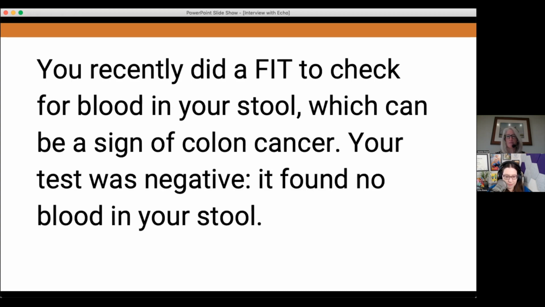You recently did this test, and what we're doing here is we're not only saying you did this test, but we're saying it tested for blood in your stool, which can be a sign of colon cancer. We just did some health literacy, some health education there. And we said your test was negative, and because some people worry about getting the negative and positive flipped, negative bad. In the healthcare world, negative's good. Your test was negative. It found no blood in your stool, right?